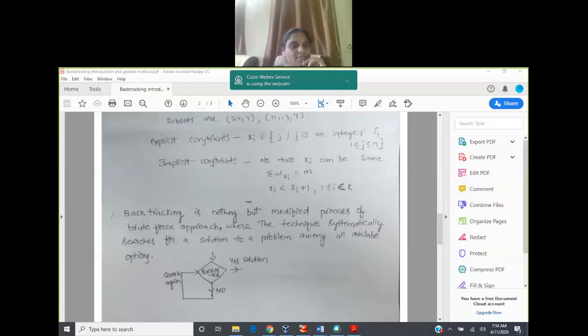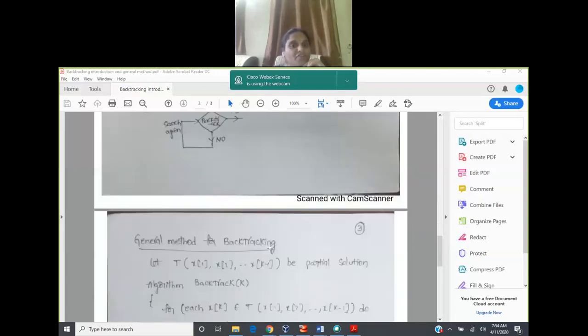Clear? If the solution is not obtained, then we will stop searching for the solution and we will find the solution from the next element. Okay, clear? That is about backtracking. See here, the general method of backtracking.